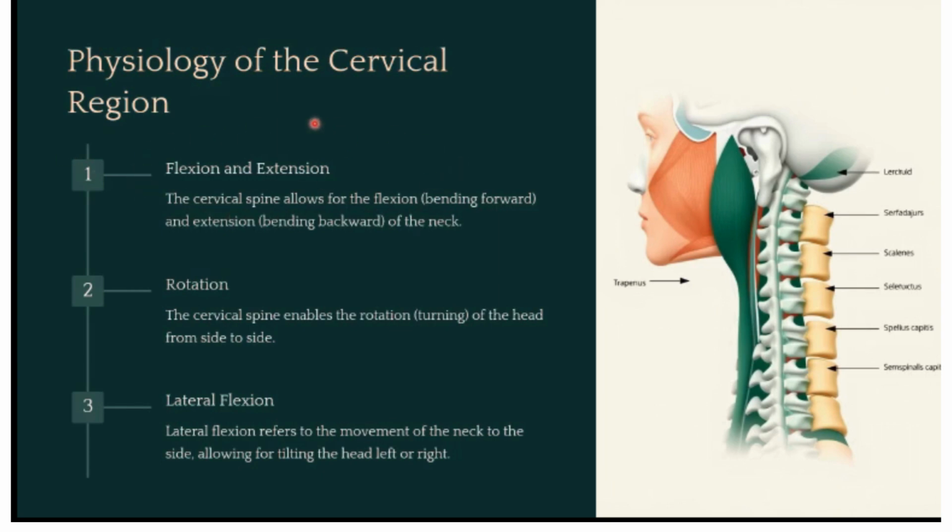The movements the cervical spine permits are, first, flexion and extension: flexion, that is bending forward, and extension, that is bending backward of the neck. The cervical spine also permits rotation, which is the turning of the head from side to side. Then another motion is lateral flexion, which refers to the movement of the neck to the side, allowing for tilting the head left and right.